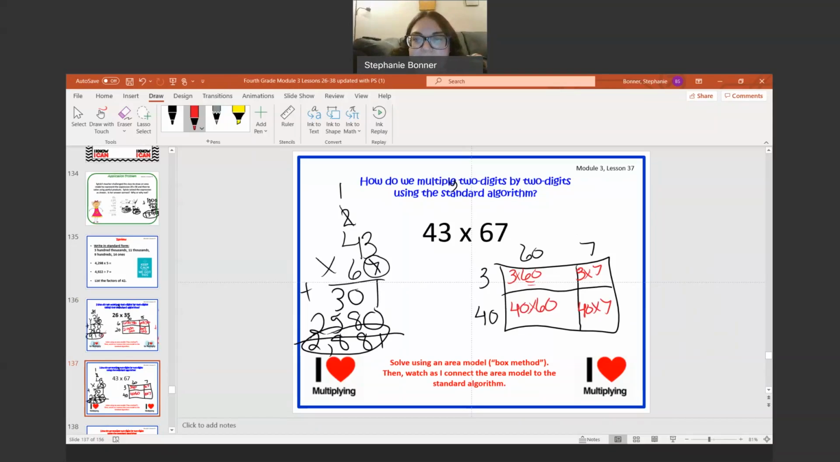So 3 times 6 is 18 with an 0 added. 3 times 7 is 21. 4 times 6 is 24. Bring over your 2 zeros for 2,400. And 40 times 7 is, in fact, 280. So now you have your 4 numbers, and I'm going to come over to the side here. Put my biggest number first, 2,400, 280, 180, and 21. We're going to add those 4 numbers up.